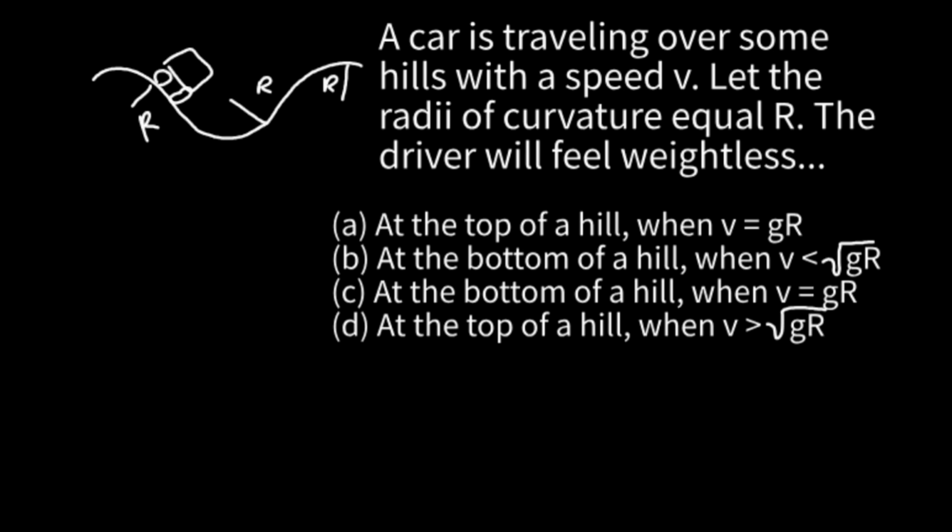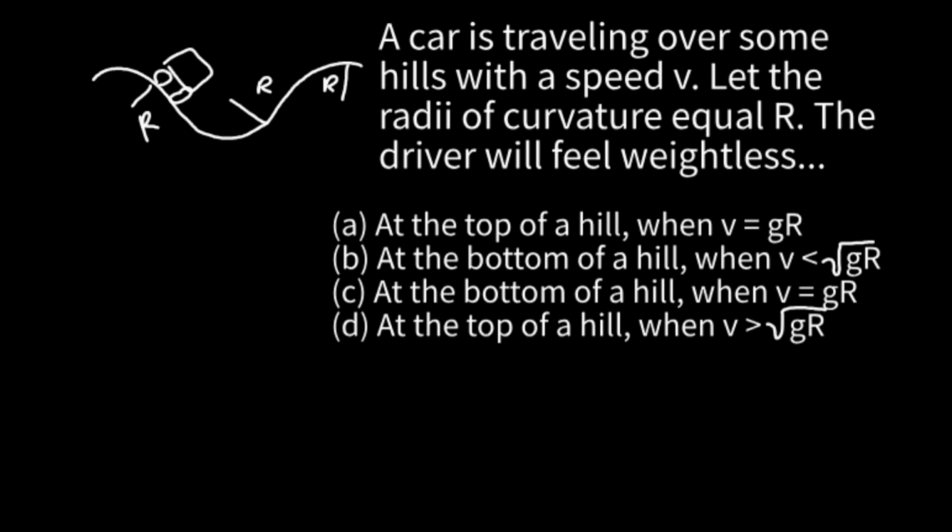Alright, here is our first practice problem. So we have a car traveling over some hills with a speed v and the radii of those hills being r, if you were to imagine them as just part of a larger circle, and we want to know where the driver will feel weightless. Alright, first let's try to deduce whether it'll be at the top or the bottom of a hill, giving us about a 50-50 chance of getting the right answer.